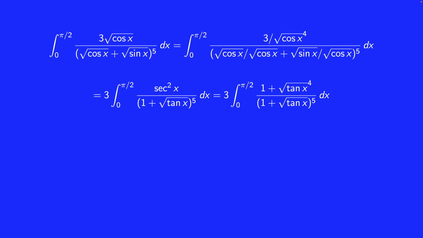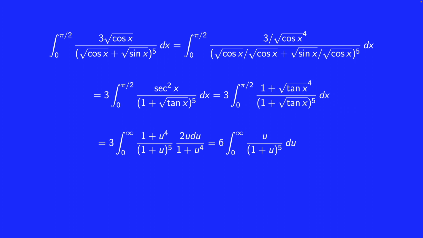And so now the crucial trick is that this allows us to do a u-sub for u = root tan x. And so we see that x is arctan of u squared, which implies dx is 2u du over 1 plus u to the 4. And so plugging that in gives us this guy, which we can simplify to this guy.